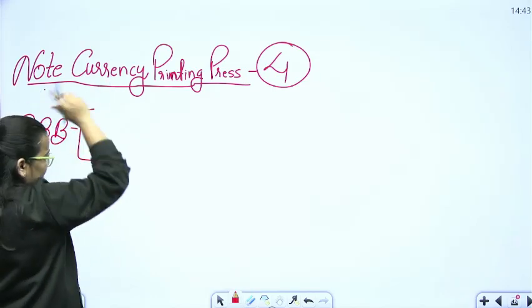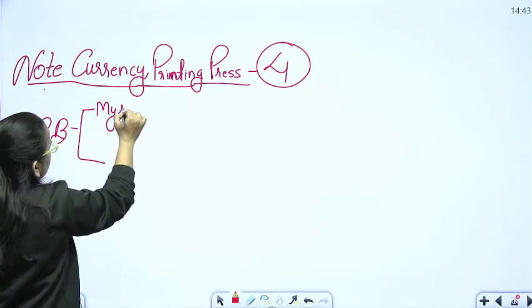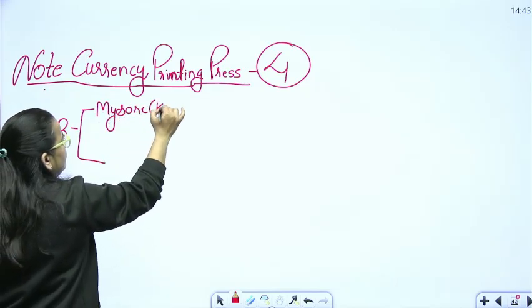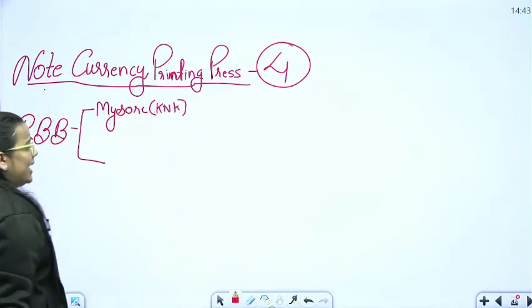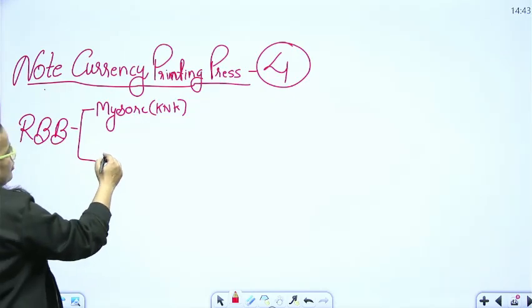are 2. First is the Mysore, Karnataka printing press. It comes under the RBI part, and the second is West Bengal Salboni.